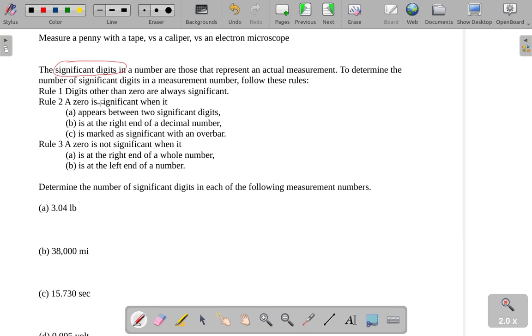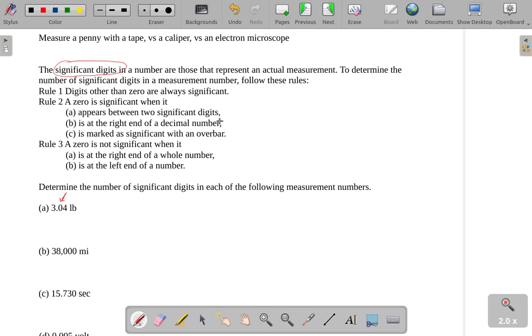So what I mean by significant digits here, first off, we need to define significant digits. Anything that's not a 0 is considered significant. These rules that you see are only rules regarding zeros, trying to figure out if a 0 is significant or not. So I guess rule 1: digits other than zeros are always significant. Rule 2 says a 0 is significant when it appears between two significant digits. Like in example A here, you can see this 0 is between the 3 and the 4, so it would be considered significant.